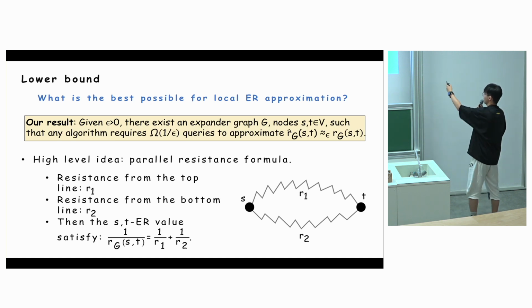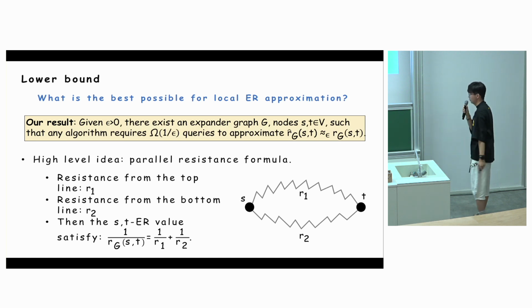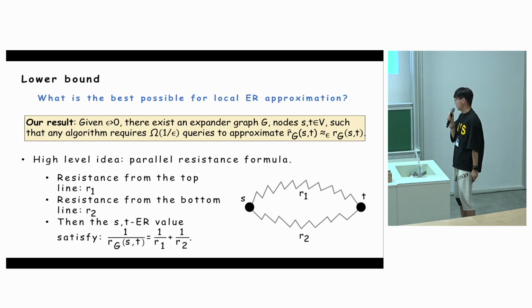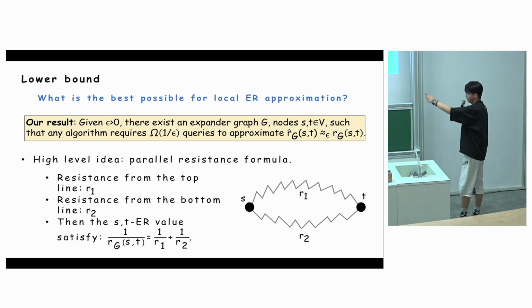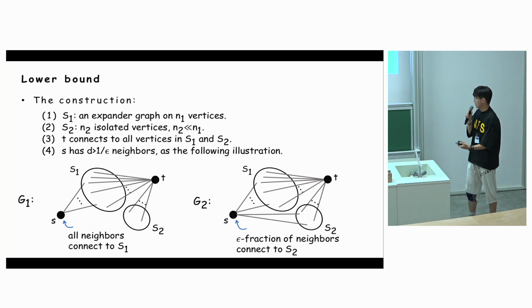So we consider the graph. We consider the resistance from the top line as R1. We consider the resistance from the bottom line as R2. Then the parallel resistance formula tells us that 1 over the ST effective resistance is given by 1 over R1 plus 1 over R2. Our construction is based on this observation.